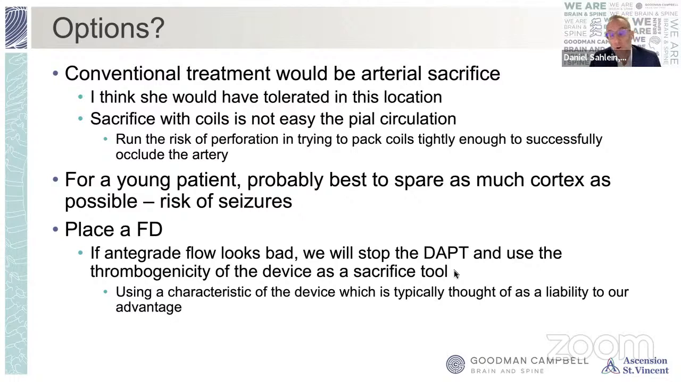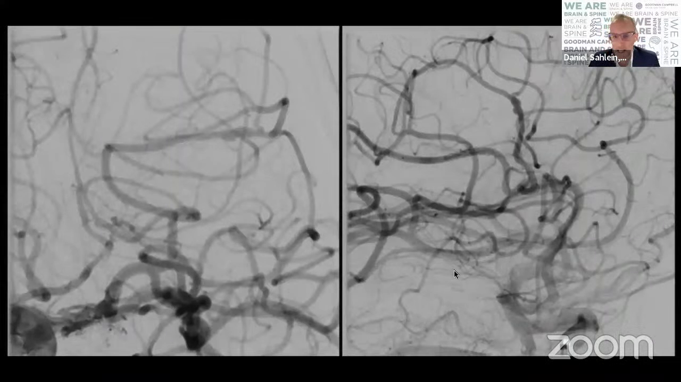And so our idea was to place a flow diverter. And the idea was, look, we're going to place a 2.5 by 10 millimeter device. If antegrade flow looks really bad, we'll stop the dual antiplatelet therapy, and we'll use the thrombogenicity of the device, in this case, as a sacrifice tool. And I thought that that would actually be a more effective approach than trying to pack coils in this very unstable ruptured segment. And so, we're using a characteristic of the device, which is typically thought of as a liability, to our advantage. But I also thought, if flow looks pretty good, antegrade, then we will keep the patient on dual antiplatelets and stay the course.